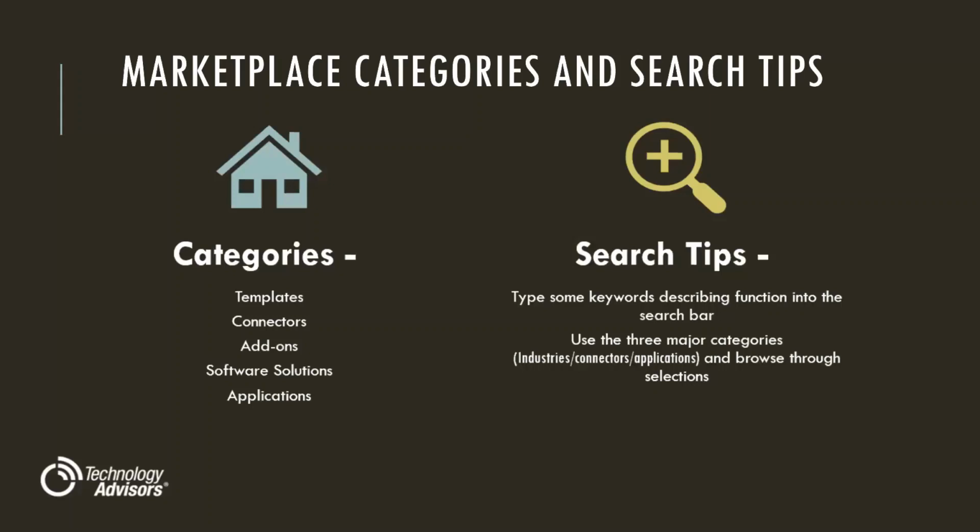Some search tips when searching for applications. Creatio has made it really easy to look for applications. Basically, just type some keywords describing the functionality you're looking for into the search bar, and everything in the different categories will show up, whether it's a template or an application or an add-on relating to the function that you type. Or you can just go through some of the major categories that they're listed under, like industries, connectors, or applications, and just browse through the selections. You can click on and see product information for the specific application.